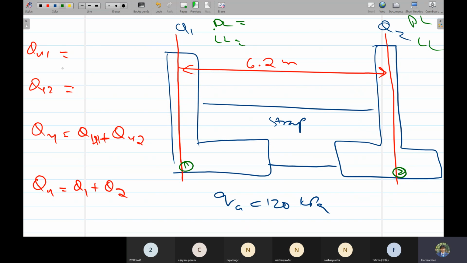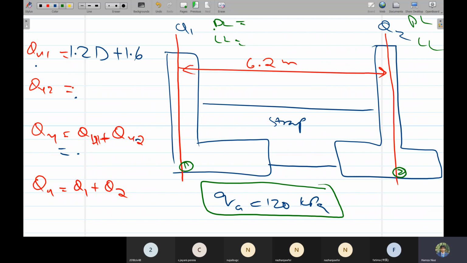First of all, we are going to calculate the factored load. The factored load for the first column would be 1.2 dead plus 1.6 live. Again the same for the second column, 1.2 dead plus 1.6 live. Simply add them to get the total factored load QU1 plus QU2, and you have to also find the total service load. Why? Because the allowable capacity is given for service loads. You have to find its ultimate bearing capacity also.